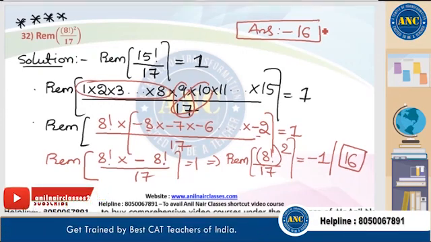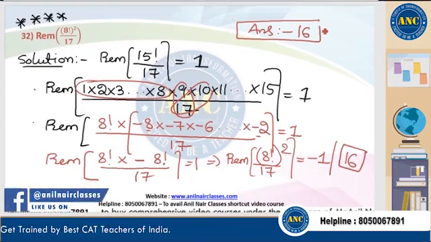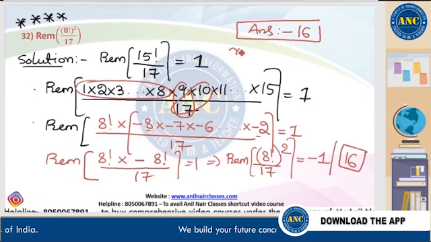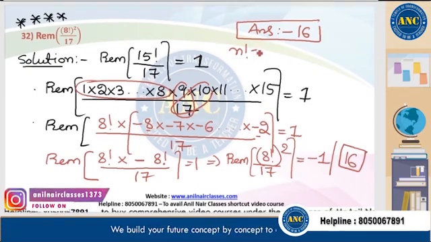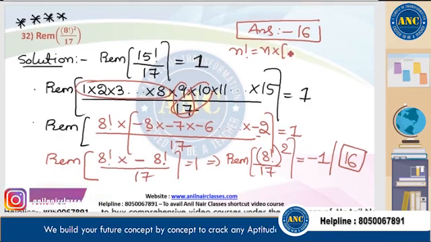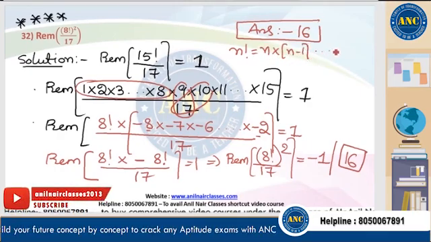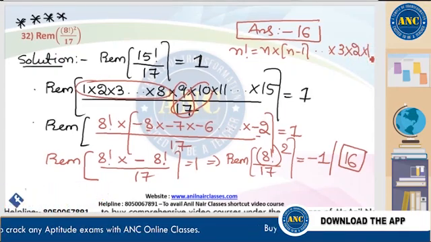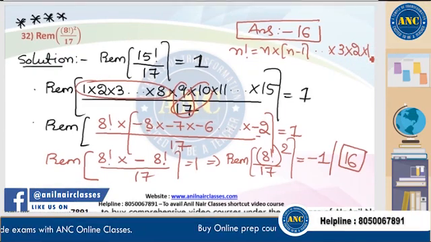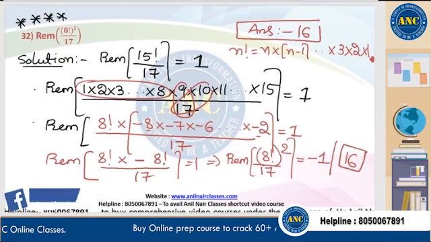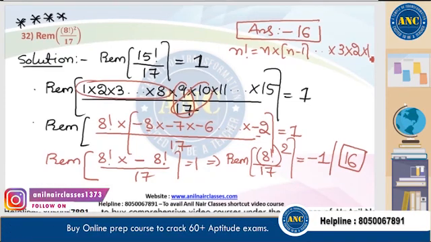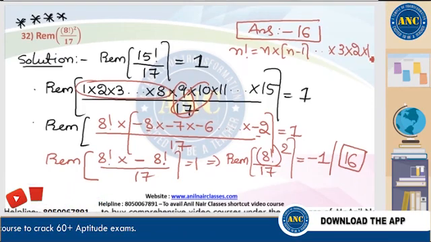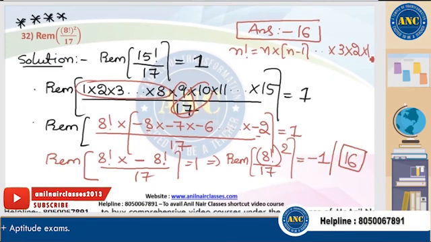Just observe the question. 15 factorial divided by 17. Now here I used the definition of a factorial. N factorial is n into n minus 1 and so on up to 3 into 2 into 1. So it is 1 into 2 into 3 till 8, 9 into 10 into 11 till 15 divided by 17. 1, 2, 3 till 8 is nothing but 8 factorial.